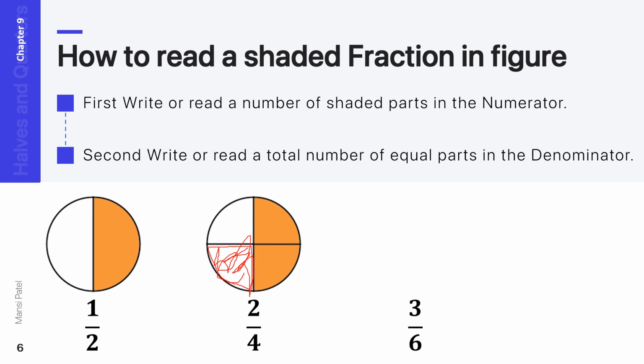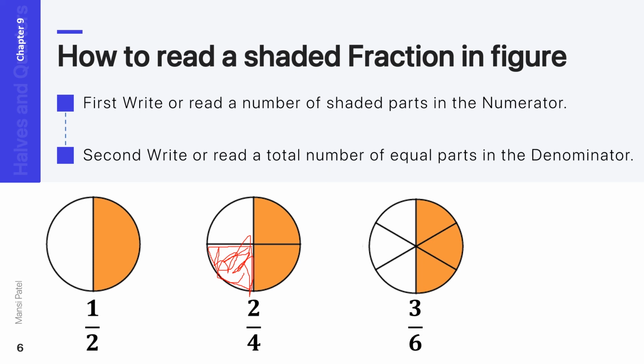Second, if I am giving 3/6 to you, then how can you draw and how can you shade a circle? So see here, you have to first draw one circle. Then after that, in that circle, how many total parts do you have to make? You have to make 6 equal parts of this circle. And out of these 6 equal parts, in 3 parts, you have to shade with the color.